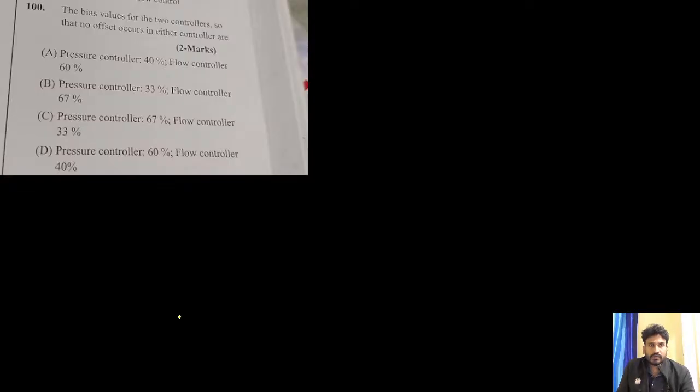ठीक है. ऐसे कुछ क्वेश्चंस दिए उन्होंने, जैसे कि अलग अलग क्वेश्चन जो आपके आए मेरे पास में, जैसे कि ये वाला क्वेश्चन है, द बायस वैल्यू फॉर द टू कंट्रोलर्स सो दैट नो ऑफसेट अकर इन द ईदर कंट्रोल. दिस इज द कंप्लीटली फैक्चुअल बेस्ड क्वेश्चन. फैक्ट है ये, एक बुक में लिखा हुआ है कि नो ऑफसेट के लिए बायस वैल्यू क्या रखना है. चलिए ना, इस क्वेश्चन से हम क्या सीख सकते हैं, लेट्स ट्राई टू फिगर आउट. फर्स्ट ऑफ ऑल वी शुड नो द मीनिंग ऑफ बायस वैल्यू. व्हाट इज द मीनिंग ऑफ बायस वैल्यू एक्चुअली.